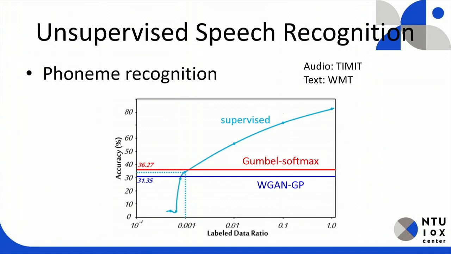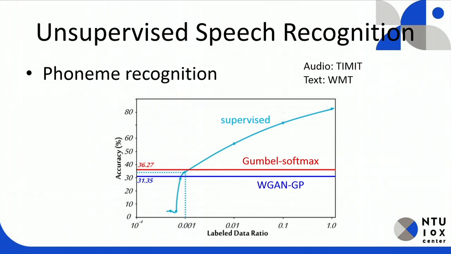And this is the result we can obtain. The blue curve is the supervised learning approach. The vertical axis is the accuracy, and the horizontal axis is the amount of labeled data we use. Of course, with more and more labeled data, the performance of the supervised approach gets better and better. The red line and the green line are unsupervised approaches, but with different technologies. I'm not going to go through the details here.